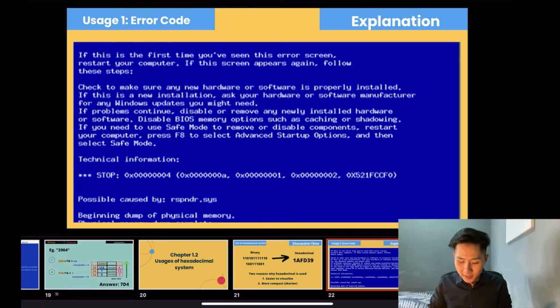All right. So there are 4 usages of the hexadecimal system. The first one is error codes, in which it tells the programmers where the error is located by putting up all this hexadecimal value. If you can see here, these are all hexadecimal values. So that's the first usage of hexadecimal.